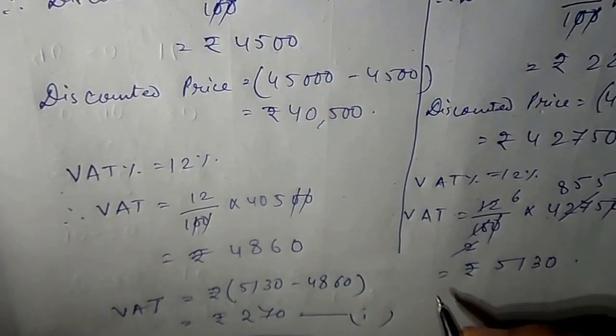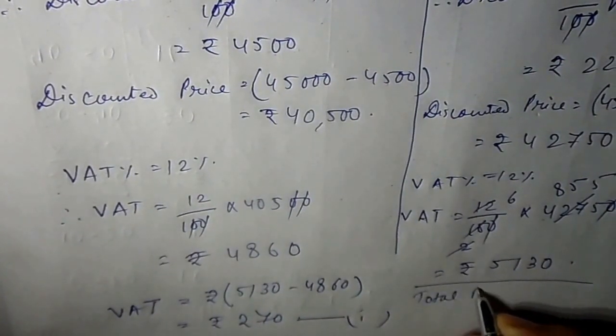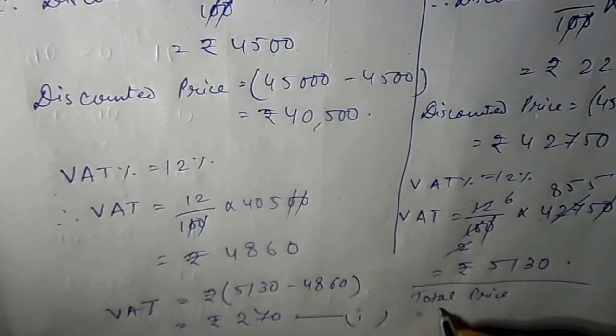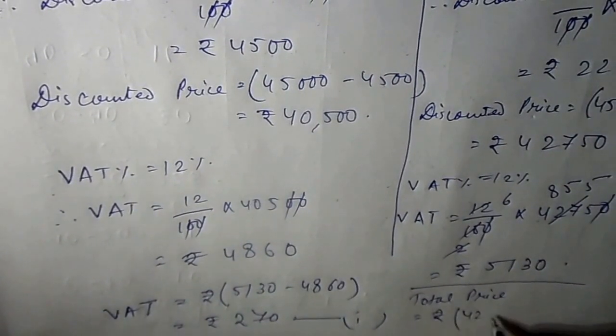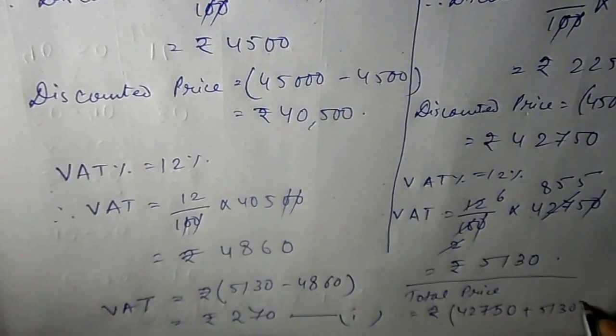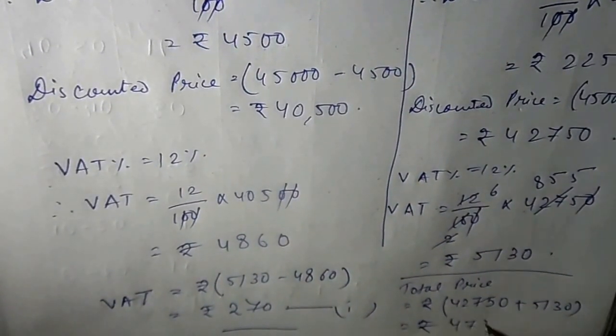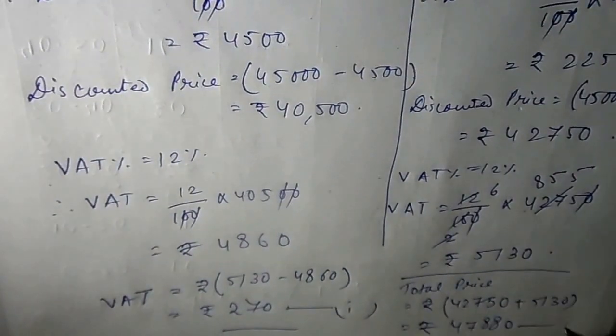So this is the tax. Now we have to find the total price, which is equal to rupees 42,750 plus 5130, which is equal to rupees 47,880. This is your second answer.